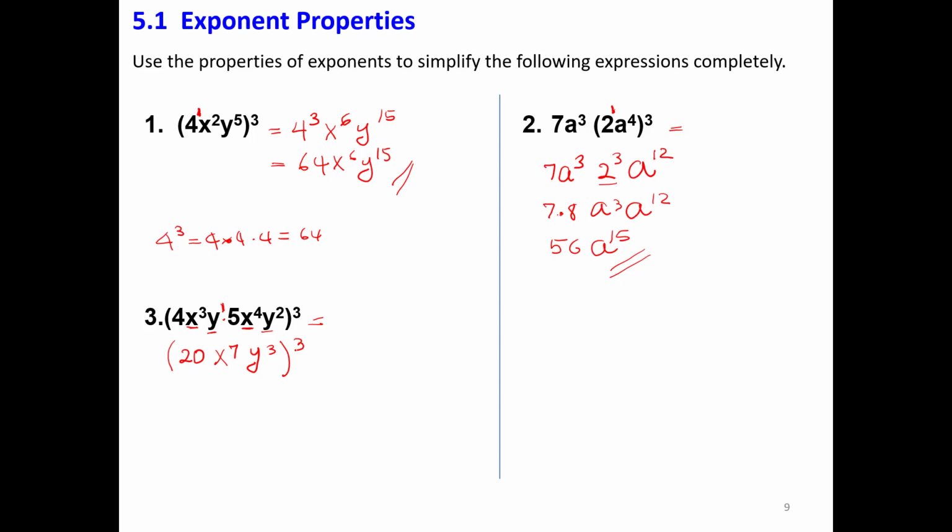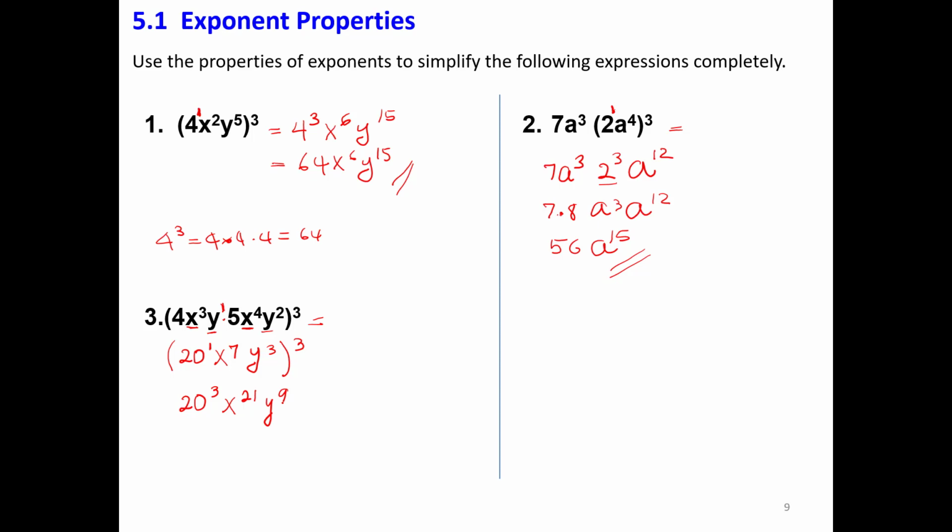Now what we have to do is apply power of a power. Then remember also the numbers. We need to apply it to the variables and the numbers. 20 to the first power, then 20. 1 times 3 is 3. x, 7 times 3 is 21. y, 3 times 3 is 9. But we need to simplify this expression completely.